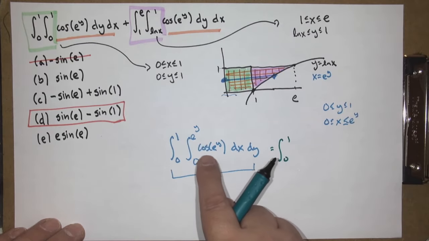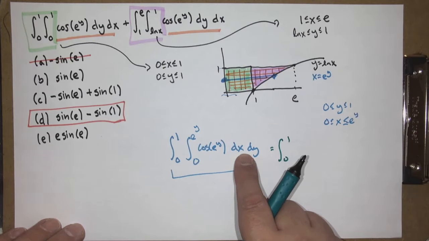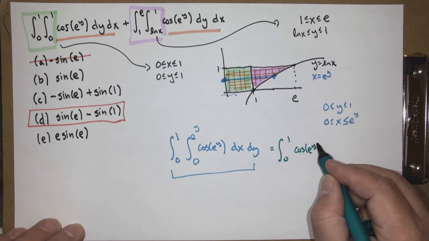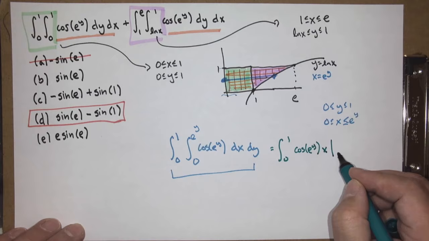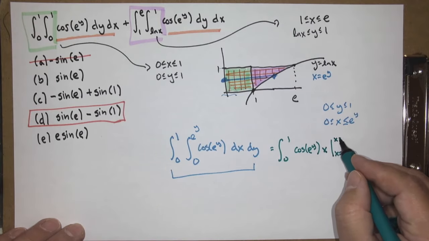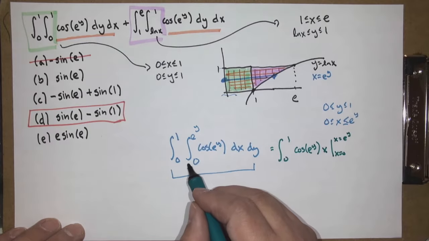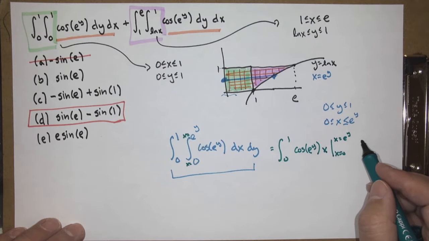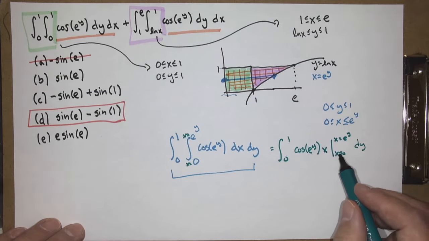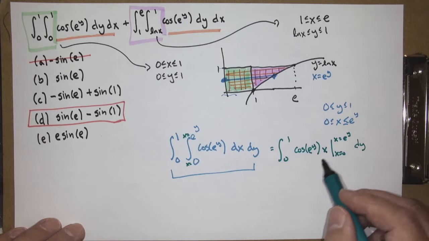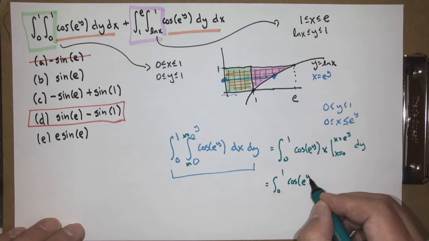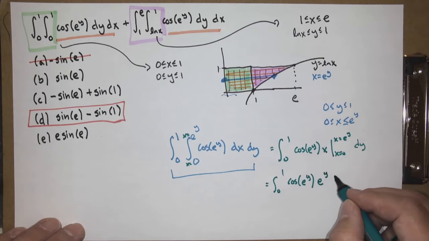Well, notice, what is cosine e to the y with respect to x? It's a constant. So the integral becomes cosine e to the y x, evaluated from x equals 0 to x equals e to the y, because these are our x bounds, right? X equals 0, x equals e to the y. Now we have to evaluate. The good news is when you plug in 0, you get 0. When you plug in e to the y, you get e to the y. So you have cosine e to the y times e to the y dy.